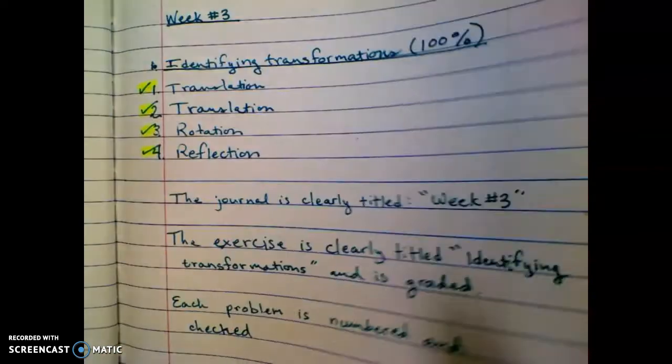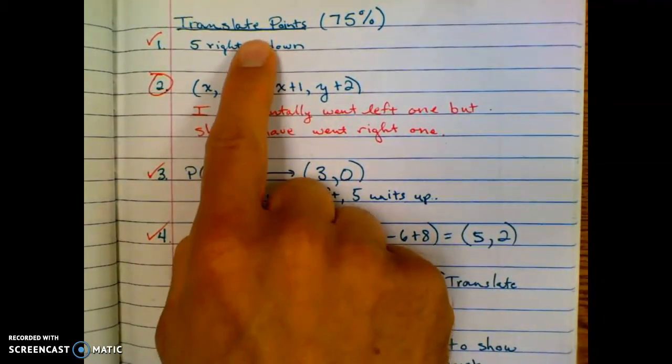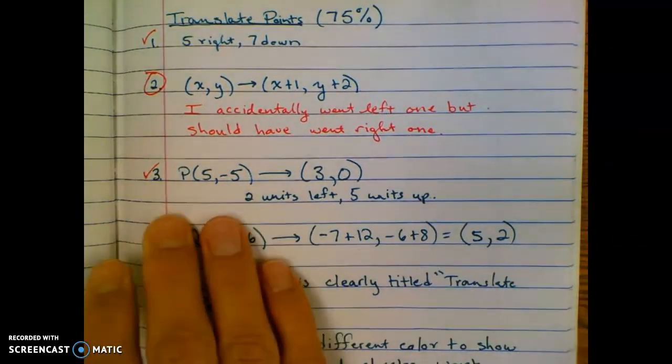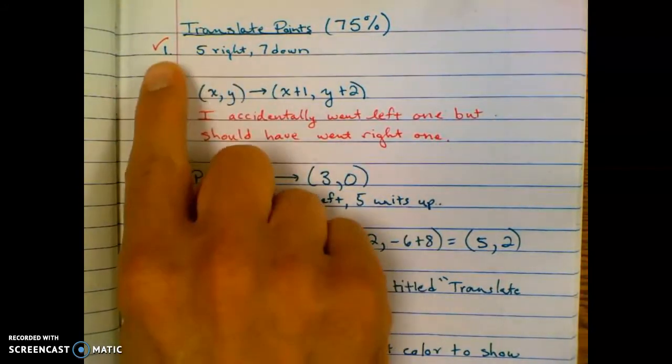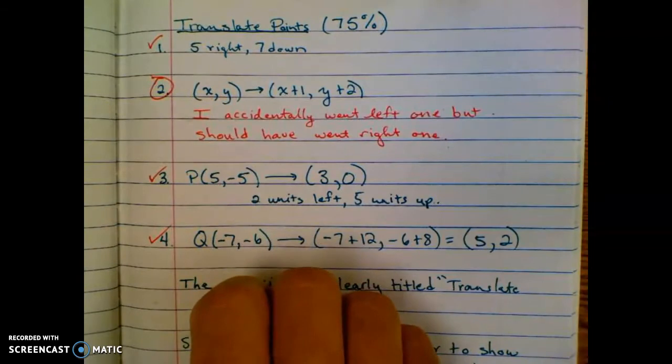Okay, so another example might be the following. Now this one just says translate points, which means that must be a continuation of something that was in week 3. All right, so he got this first one right. And actually this student is checking with a different color. I like that a lot.